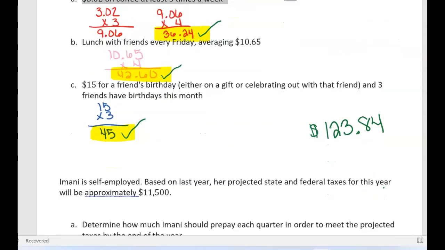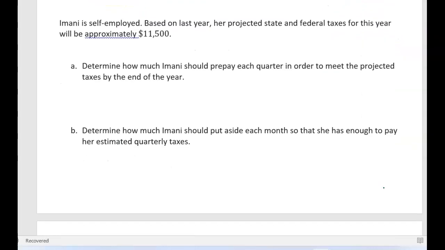Now let's look at a second question. Amani is self-employed. Based on last year, her state and federal taxes will be approximately $11,500. Question A. Determine how much Amani should prepay each quarter in order to meet the projected taxes by the end of the year. So this time we've been given the entire amount, $11,500, that's going to be taken out in taxes, and I want to prepay that. So I want to break that down into each quarter.